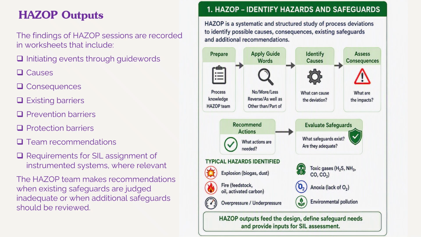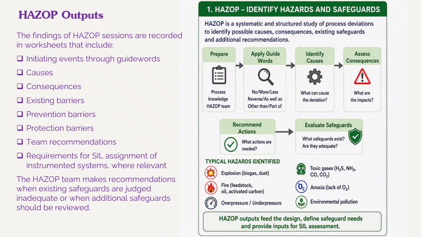The results of a HAZOP study are documented in detailed worksheets. For each deviation, the team records possible causes, potential consequences, existing safeguards, and any additional recommendations. Safeguards are often classified as preventive barriers that reduce the likelihood of an event, or protective barriers that reduce the severity of consequences after an event occurs. The HAZOP team may identify situations where current safeguards are insufficient and recommend additional actions.